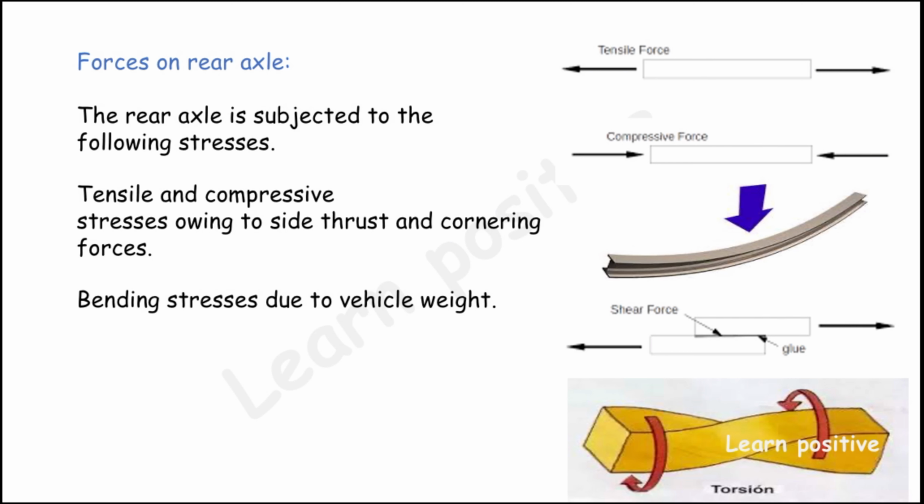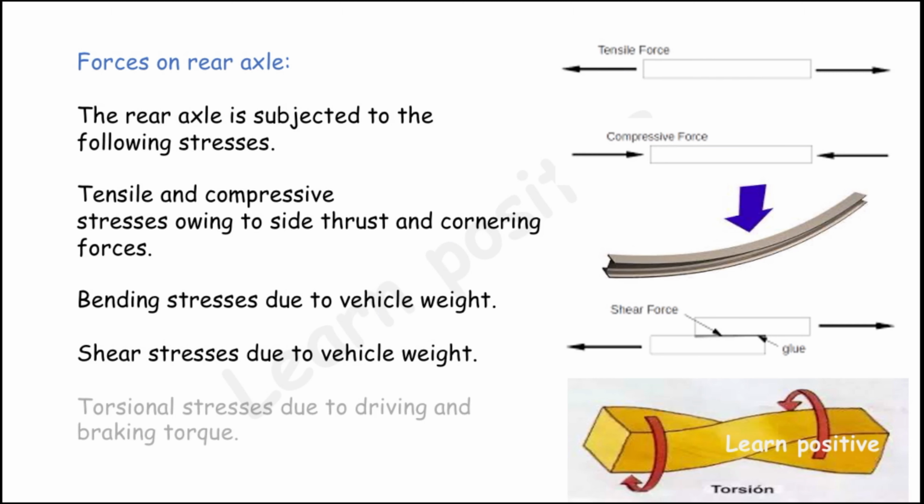is said to be the compressing force happening in the vehicle axle, and the bending force is due to the overweight of the vehicle. Due to the vehicle weight, the bending stress happens in the rear axle, and also shear stress due to overload of the vehicle. The bending stress becomes the shear stress also, and torsional stress due to the driving and braking torque. The torsional stress happens while suddenly moving the car and also while braking the car.